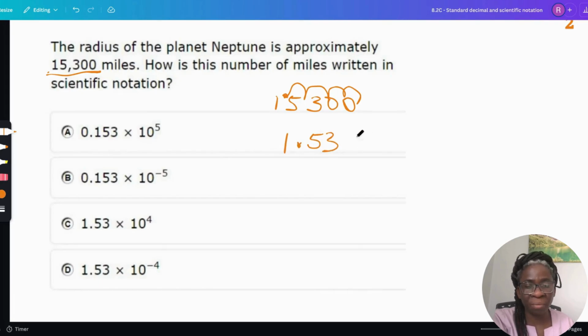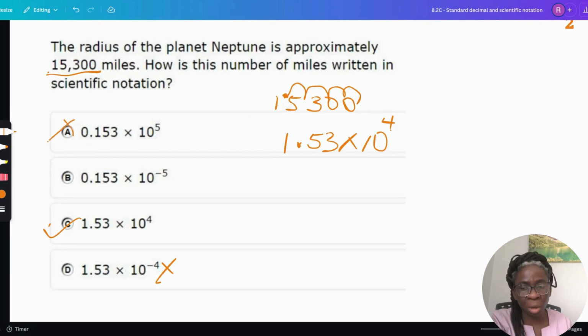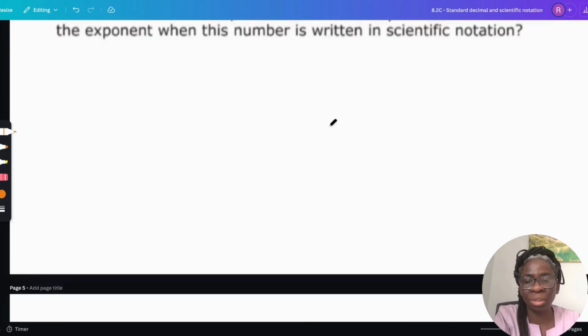So this will be 1.53 times 10 to the power, how many times did we move it? 1, 2, 3, 4. We moved it 4 times. So that will be option C. Mind you again, it is not negative. So we moved it 1, 2, 3, 4 times. So this cannot be the option, because when you're writing scientific notation, the decimal should be after the first digit, not after zero. Zero should not be there. So now let's look at another question.